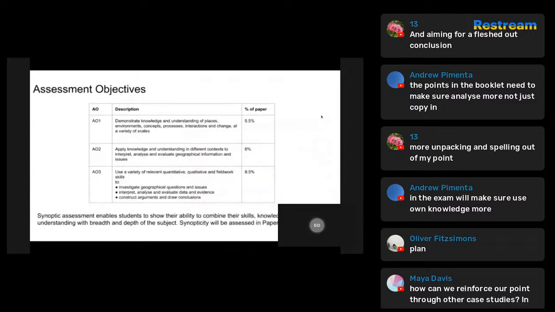There we go again, the assessment objectives. So remember, you need to demonstrate your knowledge and understanding of places, the environment, concepts, processes, interactions, and change at a variety of scales. Okay, so this is very, very important for the longer answer questions, 18 and 24 markers. You also need to apply your knowledge and understanding. What a lot of candidates tend to do is just jump straight into AO3, and they just evaluate the evidence rather than actually demonstrating that they understand what the processes are, how one thing might influence something else, and they also tend to skip the analysis part as well, which is not good.